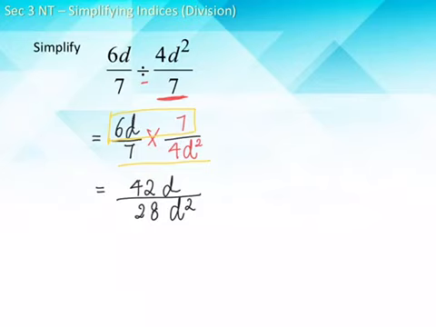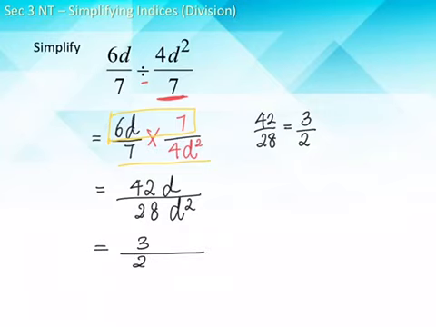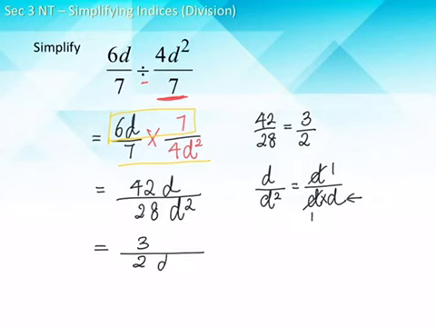Let us take a look at the numbers first. So we will have 42 over 28. If you key this into your calculator and you simplify this, you will be able to get the fraction 3 over 2. So we will write this as 3 over 2. And consider the letters d over d squared is actually d over d times d. So we cancel out one pair of common factor. We are left with d in the denominator. So this will be 3 over 2d. And this will be the answer.